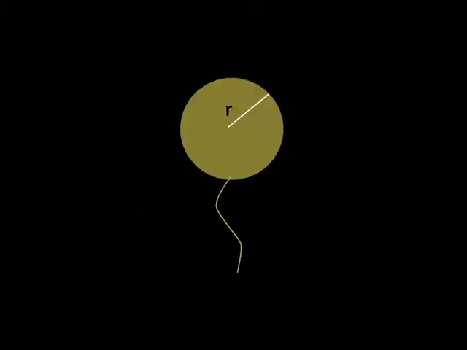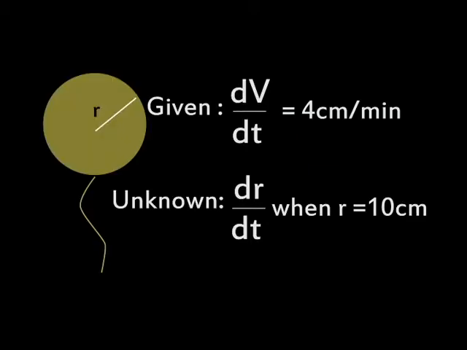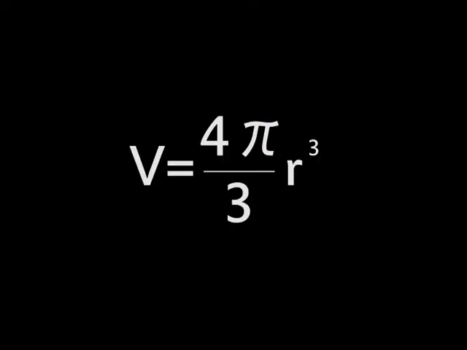Step 1. Illustrate and label the figure. Step 2. Identify the known and unknown quantities. The volume of the balloon is increasing at a rate of 4 centimeters cubed per minute, and we want to find how fast the radius is increasing when R is equal to 10 centimeters. Step 3. Formulate the model. We can use the formula of the volume of a sphere as a function of R, which is V is equal to 4 pi over 3 multiplied to R cubed.